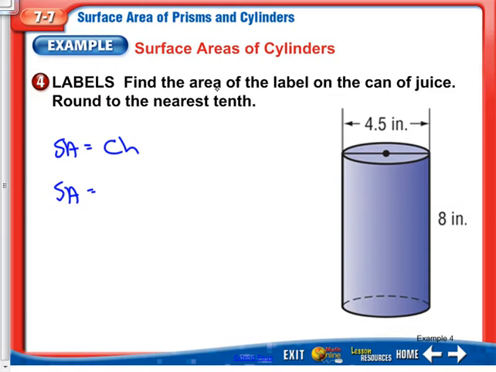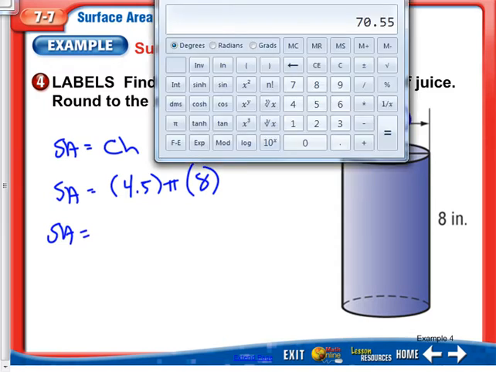You have to take a look at what the question's asking. So circumference is, in this case, we can use the diameter, 4.5. So I do 4.5 times pi, d pi, times the height, which is 8. All right, so surface area equals, and at this point we just have to crank it through the calculator. So 4.5 times 3.14 times 8, 113.04.